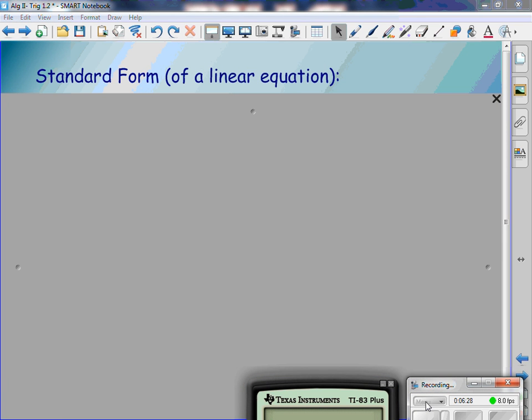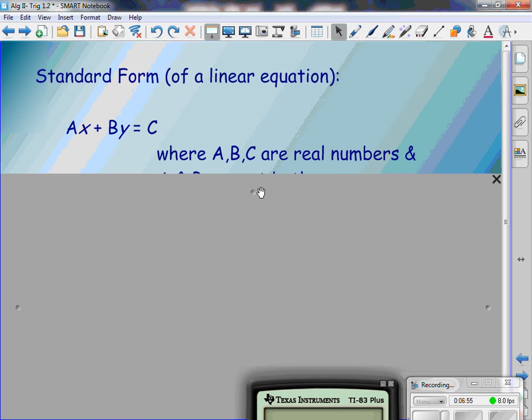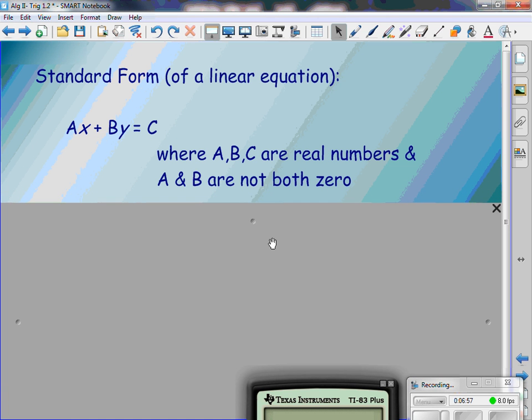Standard form. This is all 1.2. Standard form is just ax plus by equals c. Standard form just means some x plus some y equals some constant. A and B and C are not your slopes and your intercepts. They're just numbers. To be linear, A, B, and C are real numbers, and A and B are both not 0.